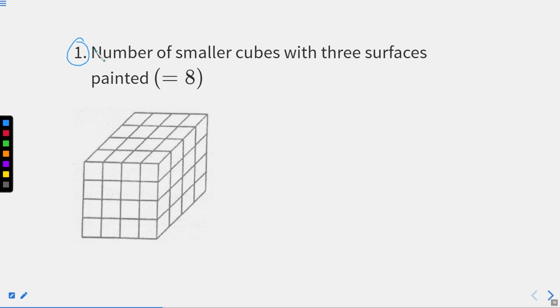The first thing is the number of smaller cubes with 3 surfaces painted. As I have already told you during the conceptual part of this chapter, for every cube there are 8 vertices. It means this number will remain fixed. Hence the cubes with 3 surfaces painted will always remain 8 for the cube. I hope this first part is clear.